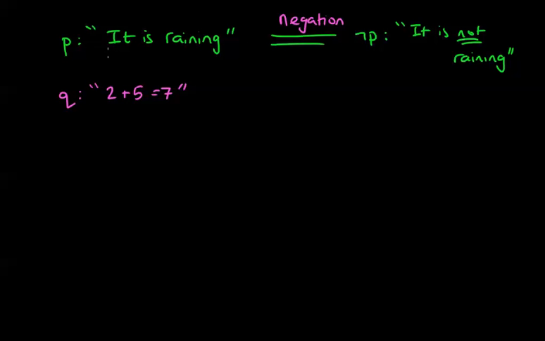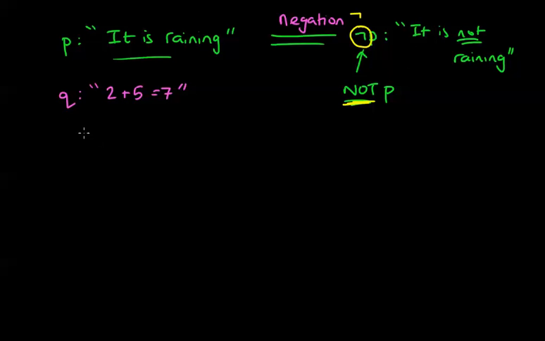So P is it's raining. The negation, we say it as not P. This little symbol for negation is a sideways L. You put it in front of a letter. It means the opposite of this. So that's how we say not P. It is not raining. It's easy to remember.